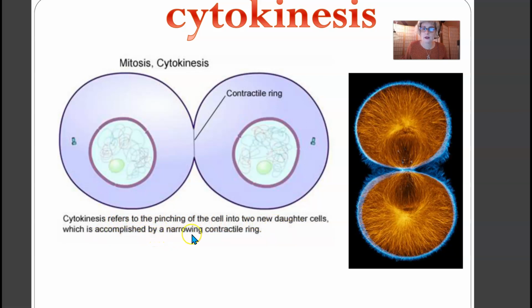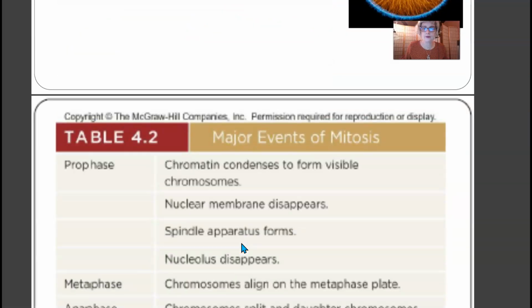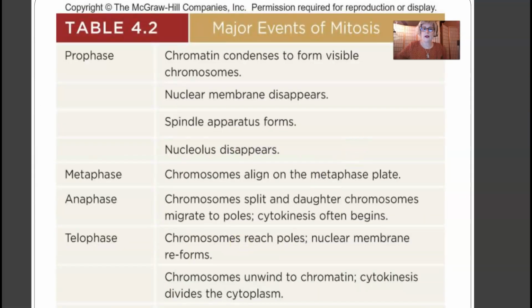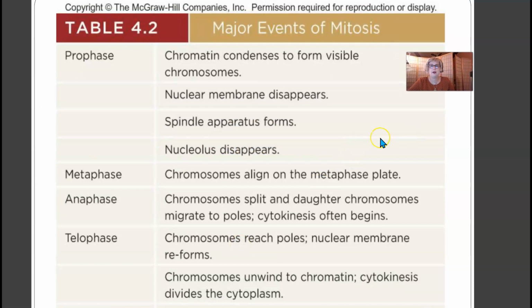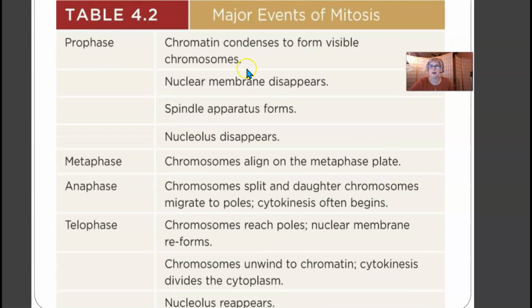All right, so in this table, you'll find in McGraw-Hill all the steps in table format. I'm very visual, so I like to show you those first. So prophase, as we mentioned, I'm just going to highlight the chromatin condensed to become visible chromosomes. The nuclear envelope breaks down, the spindle starts to form, the nucleolus disappears.